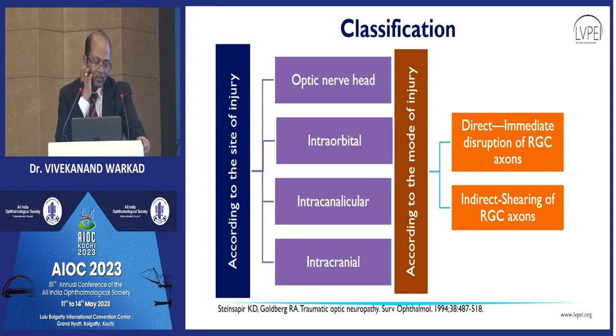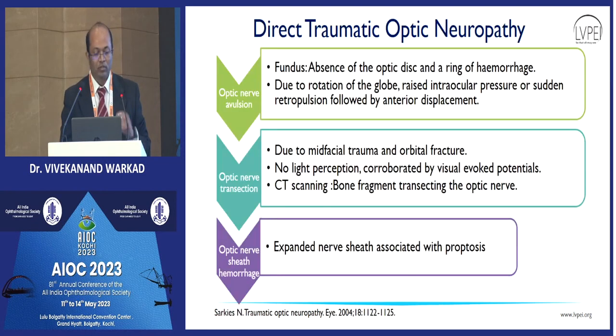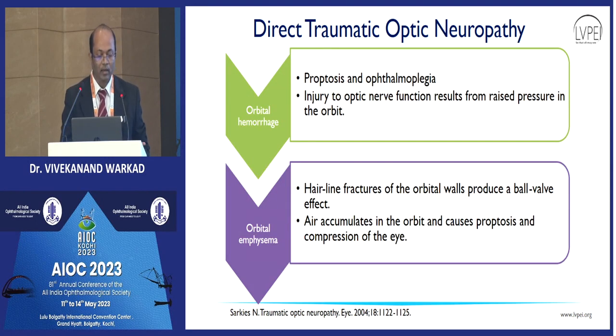So we know that there is a classification system that is very much in place: what is direct TRON and what is indirect TRON. Majority of the time in our practice we actually see indirect TRON. The direct TRON is optic nerve avulsion, optic nerve transection, optic nerve sheath hemorrhage, orbital hemorrhage that leads to proptosis and external ophthalmoplegia, or orbital emphysema. These are the entities where you are dealing with direct TRON. Otherwise, in the majority of our practice we see patients with indirect TRON.